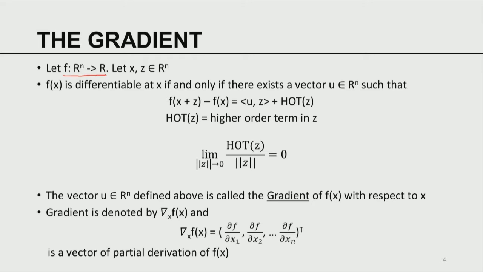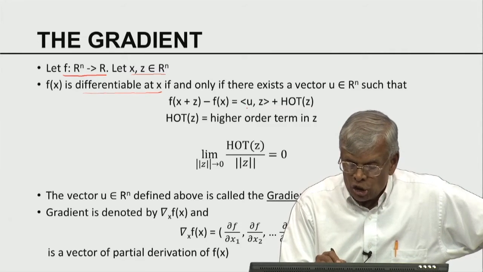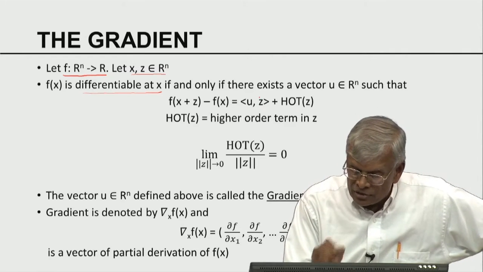Let f be a scalar valued function of a vector. Let x and z be two vectors in R^n. We say f of x is differentiable at point x if and only if there exists a vector u such that f of x plus z minus f of x is given by u times z. See, this z and this z are same.